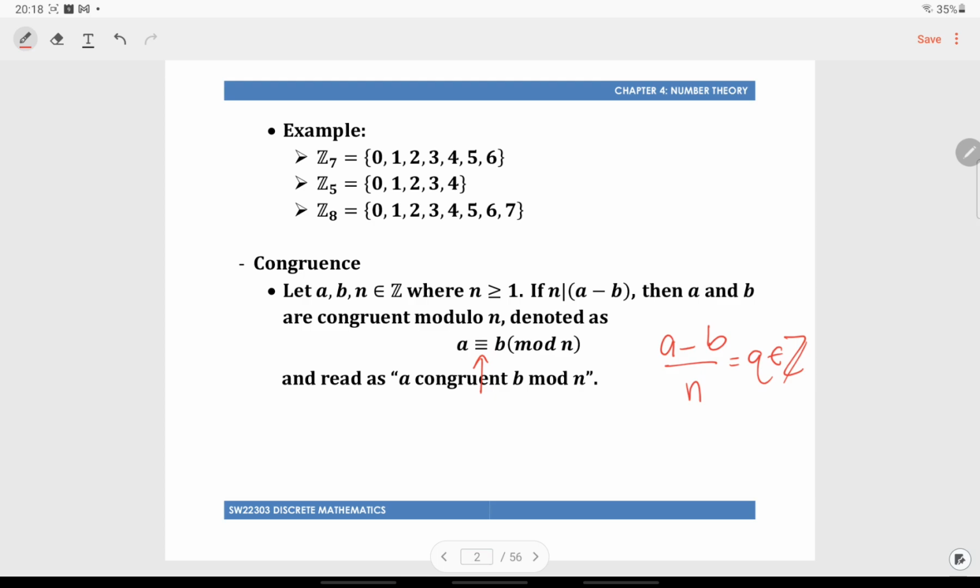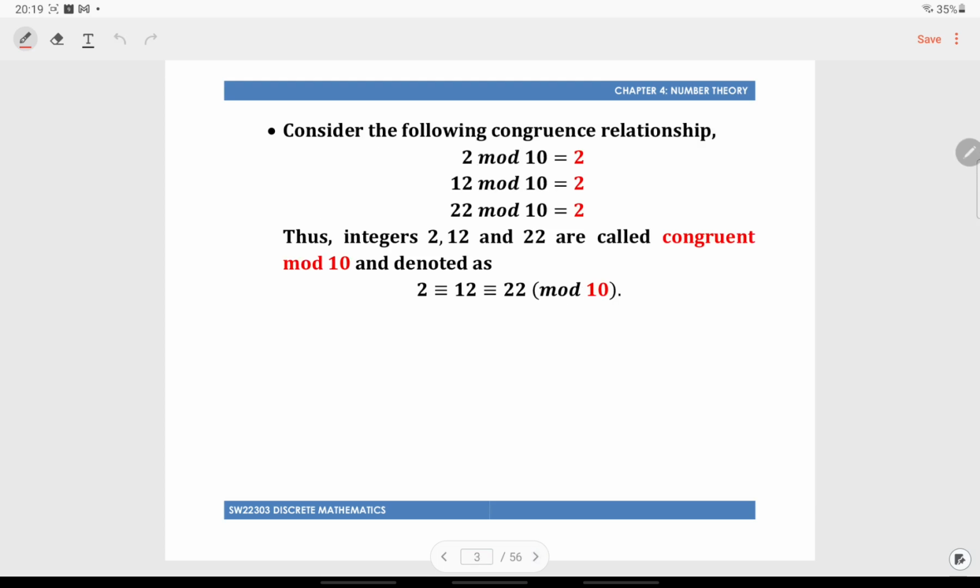We have triple horizontal lines to denote the congruence relation. And we need to put the modulus value inside the parentheses. So make sure you write the notation correctly. You put the modulo inside the parentheses. So we create this relation as a congruent to b mod n. We have a few examples here.